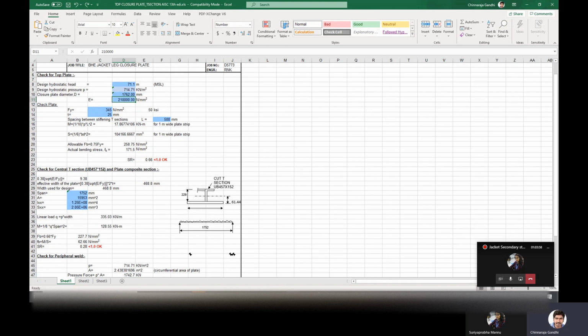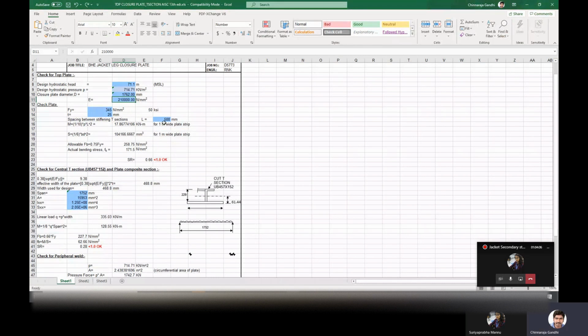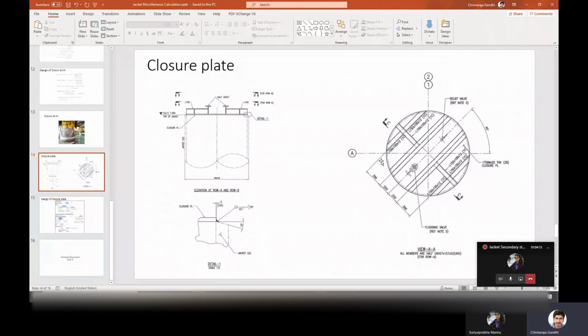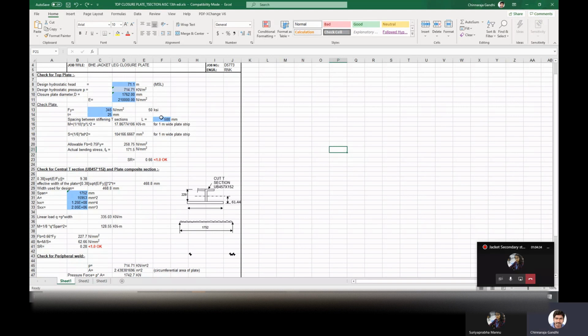Then check for plate. We have to check for this plate over here. For this plate, the spacing between the stiffeners is taken as 500 mm. How is it 500 mm? If you see here, it is closely spaced 396. Here, 250, 250, so 500 center to center. So this is the longer span. From here the pressure is calculated and the load is applied on the plate, and then we are checking the plate like a secondary beam calculation.